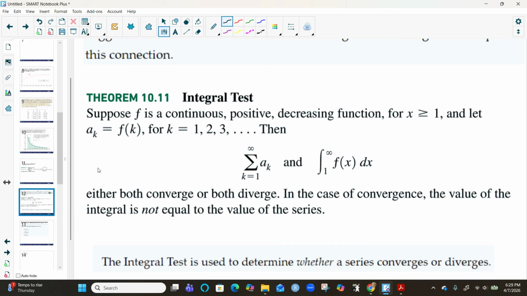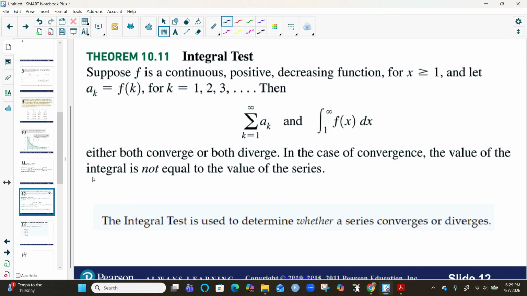Now, last thing, integral test. This is the thing that people kind of dread because you actually have to integrate. Now, the integral test is a test to determine whether, yes or no, does it converge, does it diverge? Okay? But there are some conditions that have to play out. So I'm just going to read it.